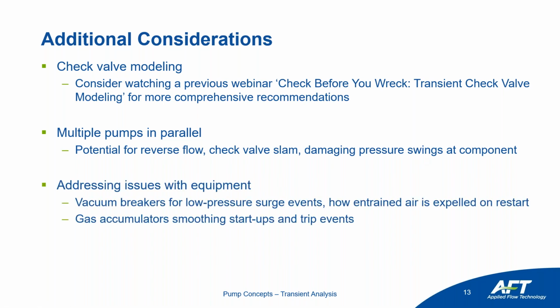You can also address issues with equipment. So we've mentioned vacuum breakers throughout the webinar, even though we didn't add them to our model. So if you have a low pressure surge event, that could be one approach to avoid collapse of your pipes. Then it's also important to consider how that entrained air is going to be expelled on the restart, where that can also be a secondary transient event, similar to that check valve slam, where all of a sudden that valve is open, it's clearing out all the air, it slams closed, and all of a sudden you have a super high pressure spike in your system.